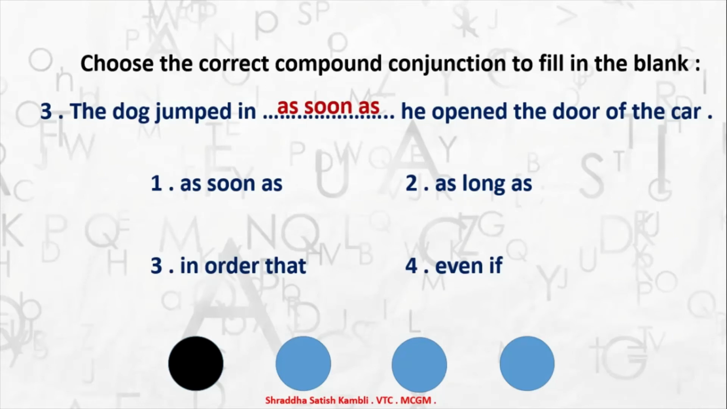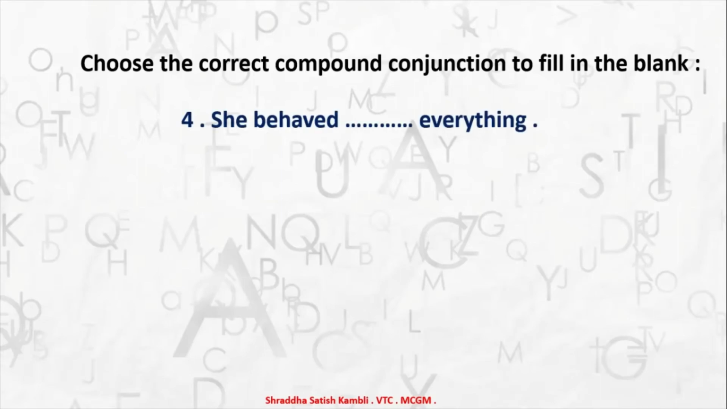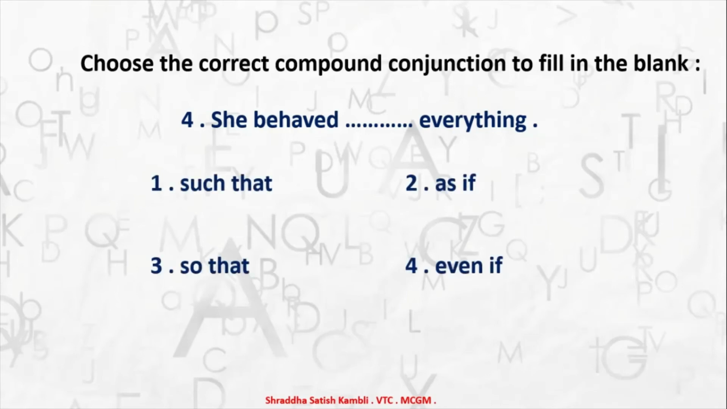Coming to example 4, or the second last example in this pattern. Choose the correct compound conjunction to fill in the blank. She behaved dash everything. She behaved such that everything. She behaved as if everything. She behaved so that everything. She behaved even if everything.